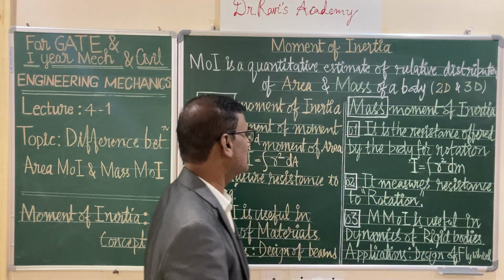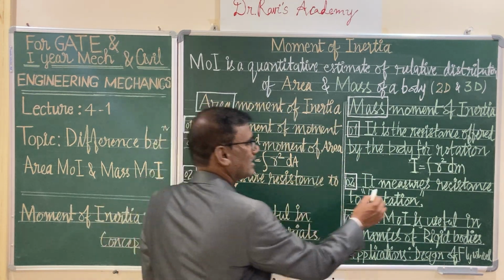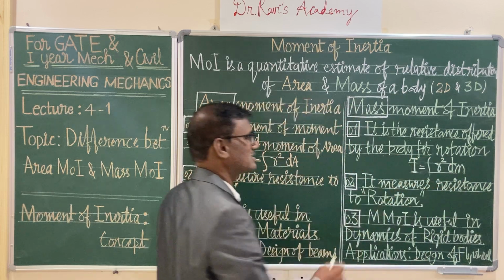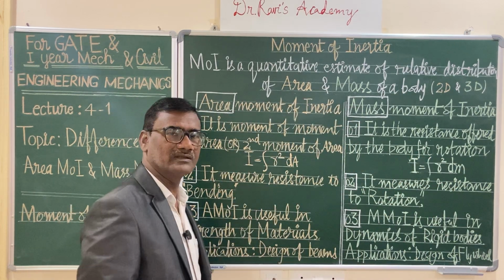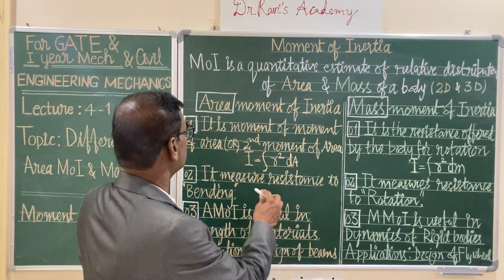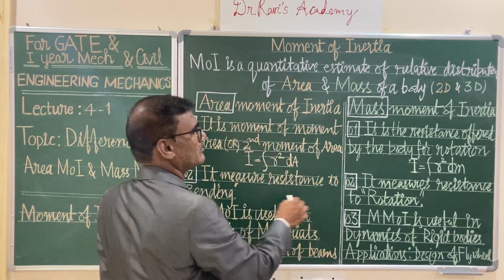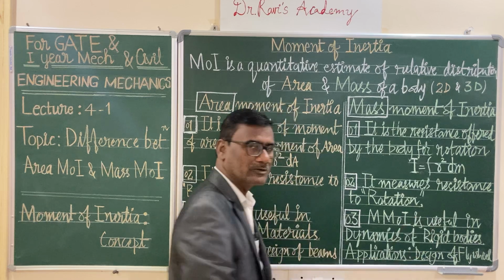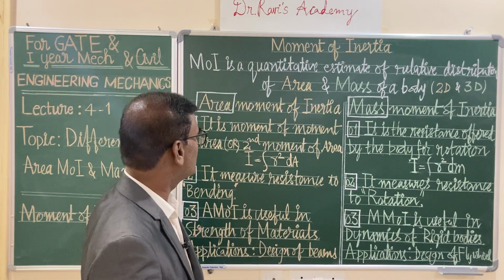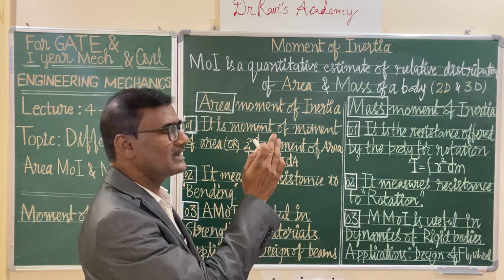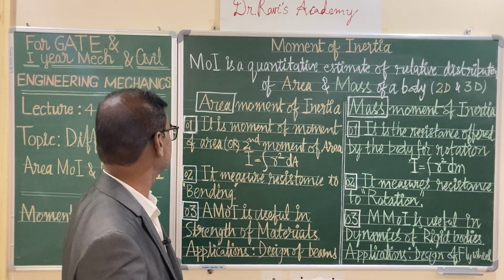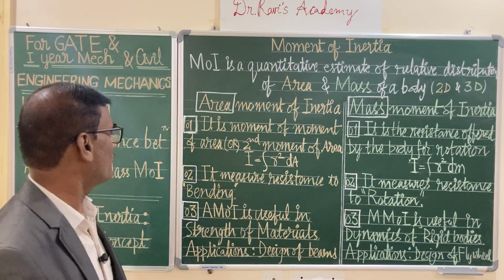You can observe clearly: r square dA, r square dm. So these are the formulas, and you can see that I is the symbol for the moment of inertia, which is common for area moment of inertia and even mass moment of inertia. Here I is the symbol used for area moment of inertia as well as mass moment of inertia. Let us look at the second point.